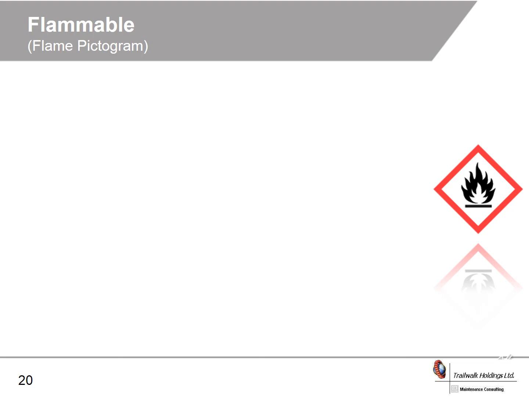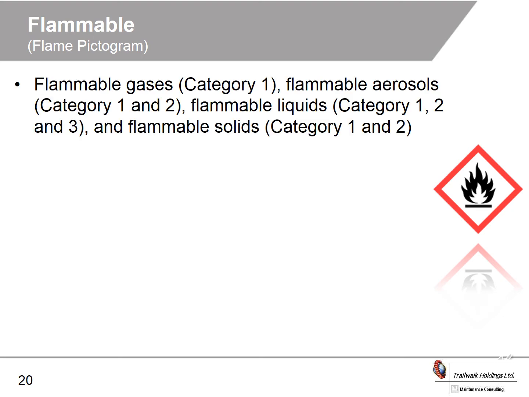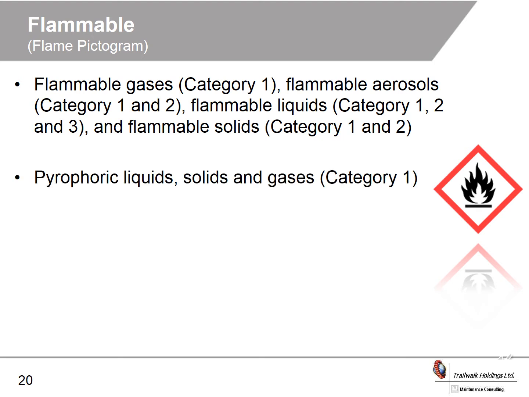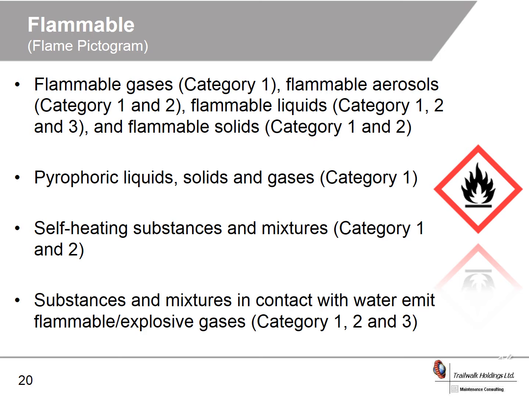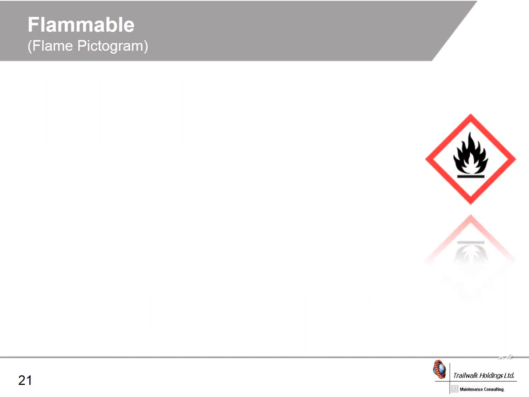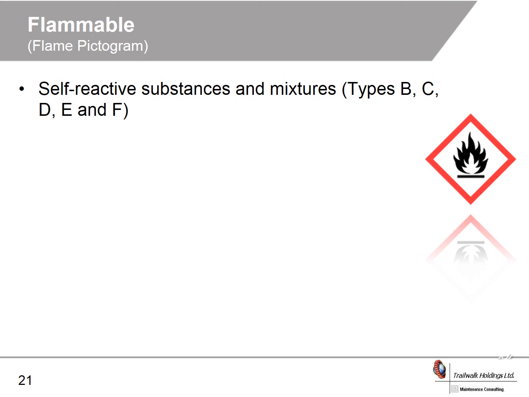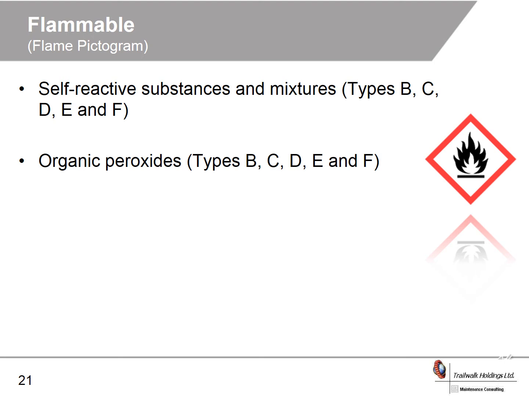The flammable pictogram identifies flammable gases, Category 1, flammable aerosols, Category 1 and 2, flammable liquids, Category 1, 2, and 3, and flammable solids, Category 1 and 2. Pyrophoric liquids, solids, and gases, Category 1, self-heating substances and mixtures, Category 2. Substances and mixtures which in contact with water emit flammable gases, Category 1, 2, and 3. Self-reactive substances and mixtures, types B, C, D, E, and F. Organic peroxides, types B, C, D, E, and F.